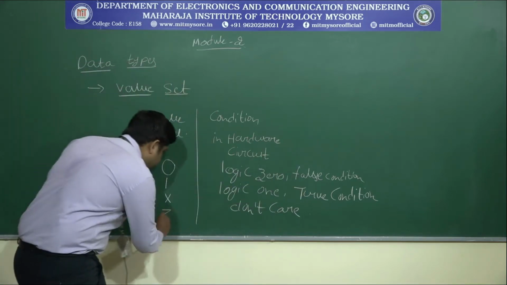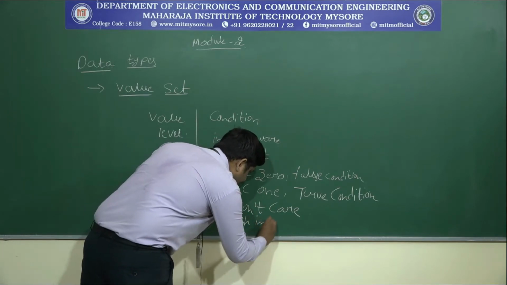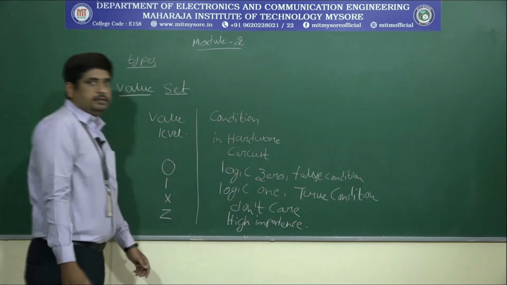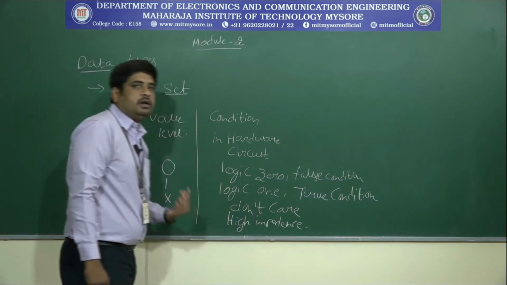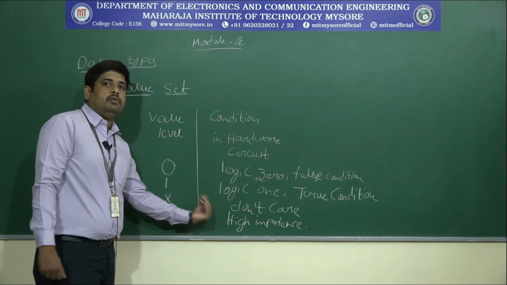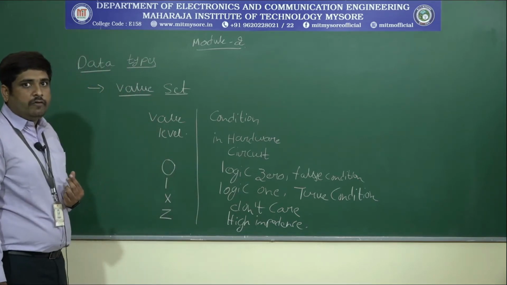Last one is high impedance. Here it is represented by a small z, and the value is high impedance. Usually high impedance is applicable only on the input side. So these are the value sets belonging to Verilog HDL.